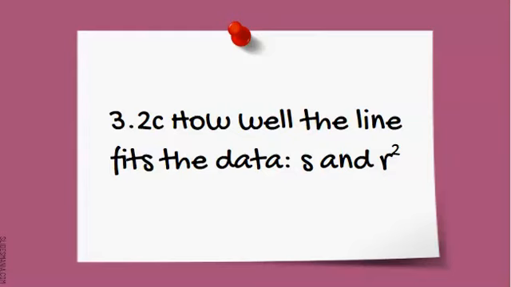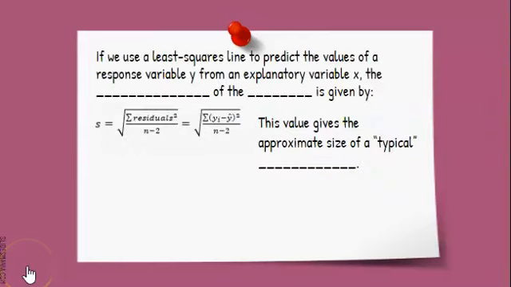All right, in part C, we're going to look at how well the line fits the data using s and R squared. If we use a least squares regression line to predict the values of a response variable y from an explanatory variable x, the standard deviation of the residuals is given by this lovely equation.